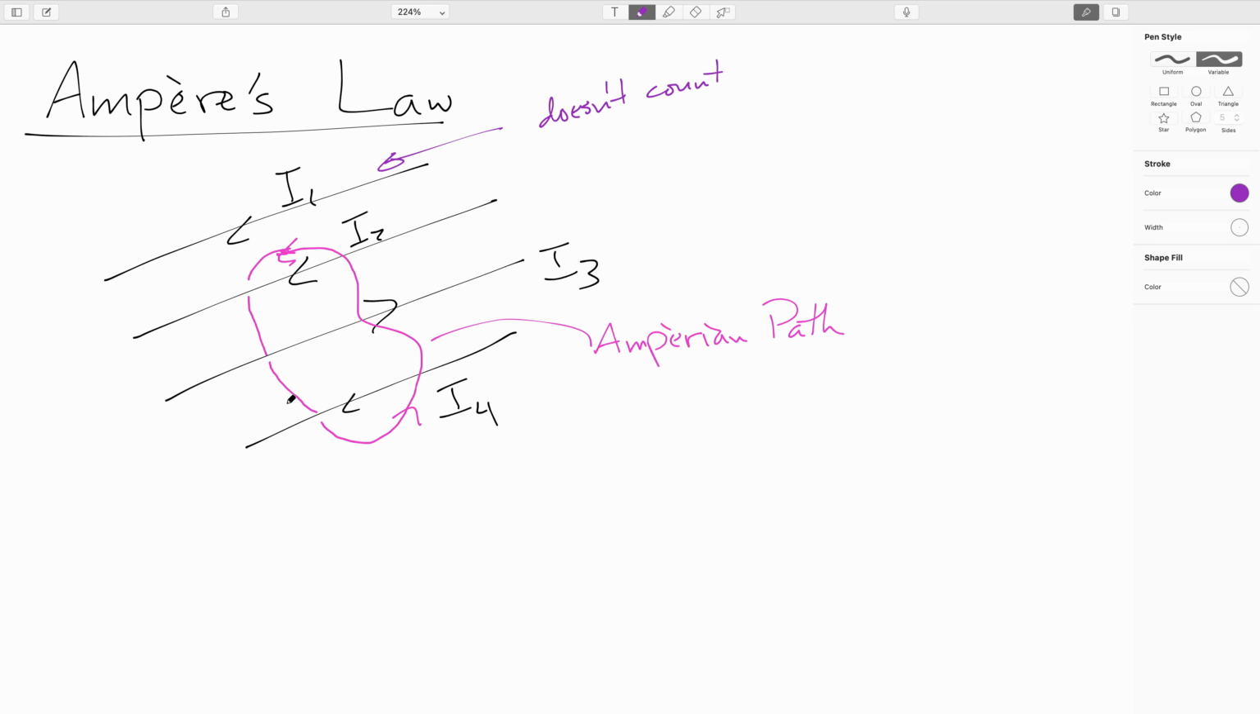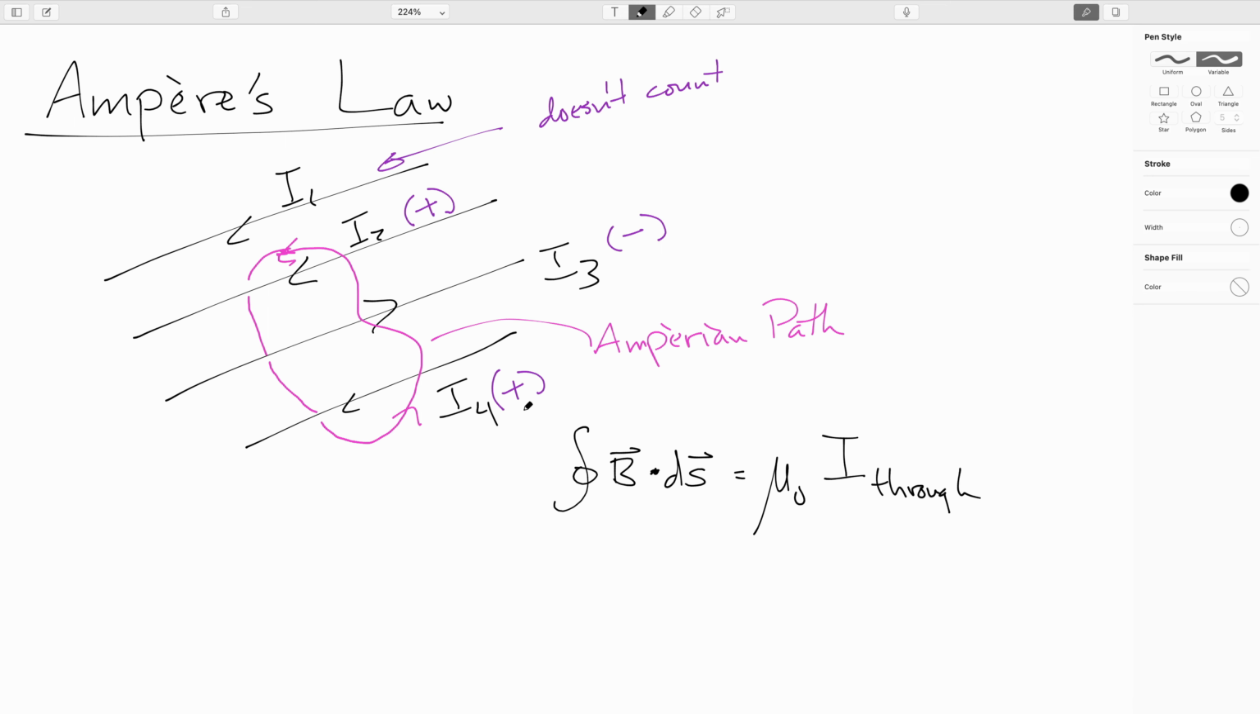Now the rule is, you curl the fingers of your right hand to match the Amperian path, and the direction that your thumb points will be positive. So that will make my current I2 a positive current, and I4 will also be a positive current, but I3 will be a negative current. With that, we can write that the integral of the magnetic field at every point along my Amperian path, dotted with my differential displacement ds, will be equal to mu naught times the total current through the Amperian path, using the plus and minus sign convention that I just described. Again, curl the fingers of your right hand to follow the Amperian path. Your thumb points along positive.